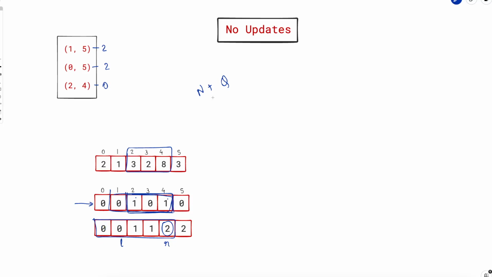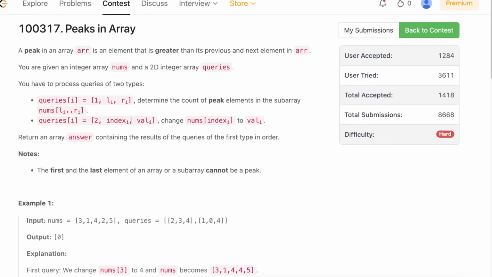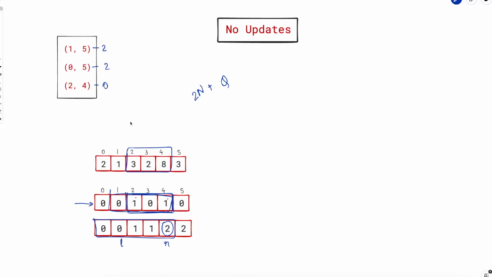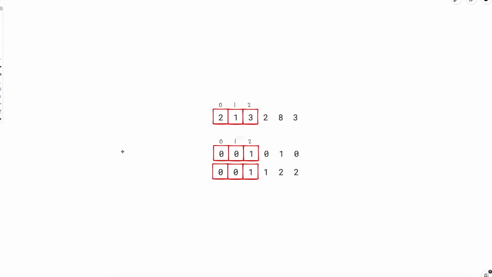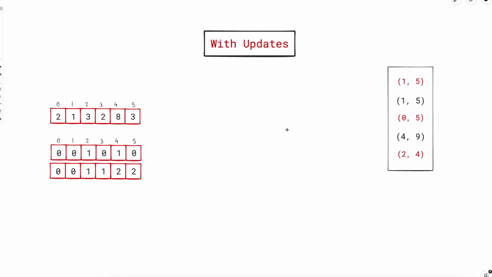This prefix sum you can also compute in order N time beforehand, and this will be your overall complexity, which is sufficient to pass the given time constraint. Now we solved this entire problem without query 2. Now what is the case when there are updates? For example, instead of just having these queries, you also have update queries. The black ones are update queries, which say update the value of index 1 to value 5. Similarly, this says update the value of index 4 to value 9. Now how to solve this?